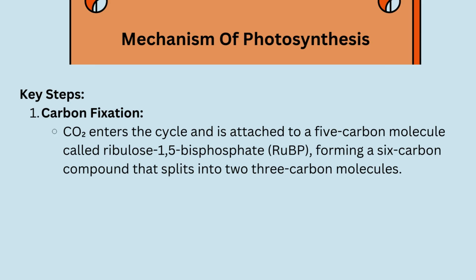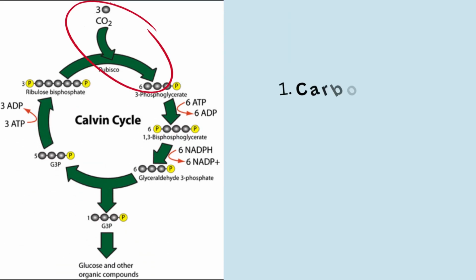First step of light-independent reaction is carbon fixation. Carbon dioxide enters the cycle and is attached to a 5-carbon molecule called ribulose 1,5-bisphosphate, forming a 6-carbon compound that splits into two 3-carbon molecules.